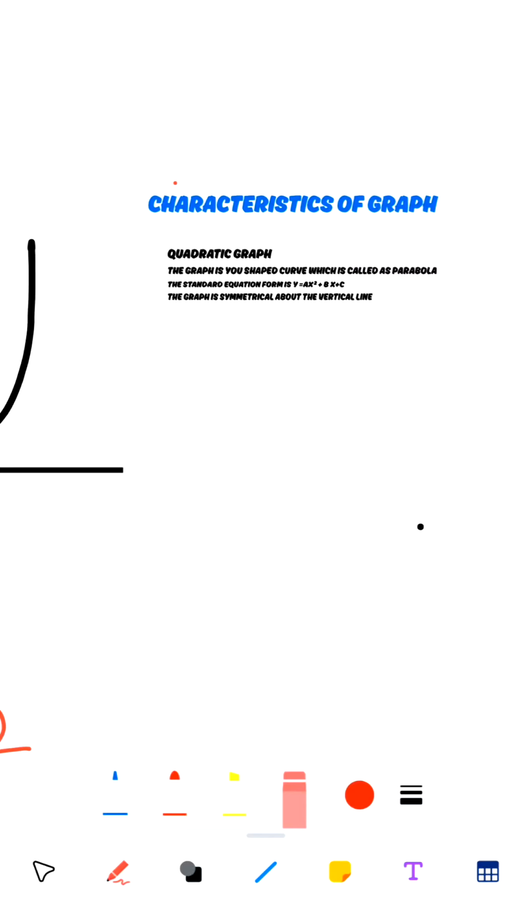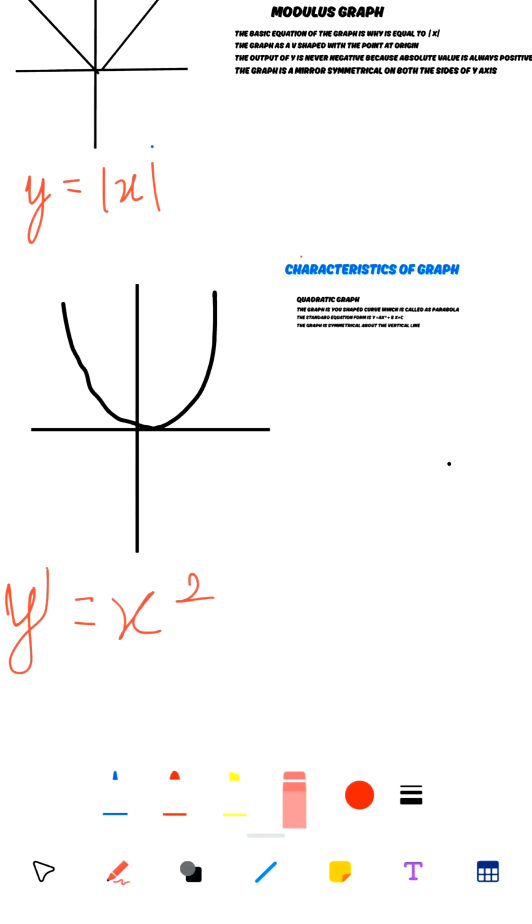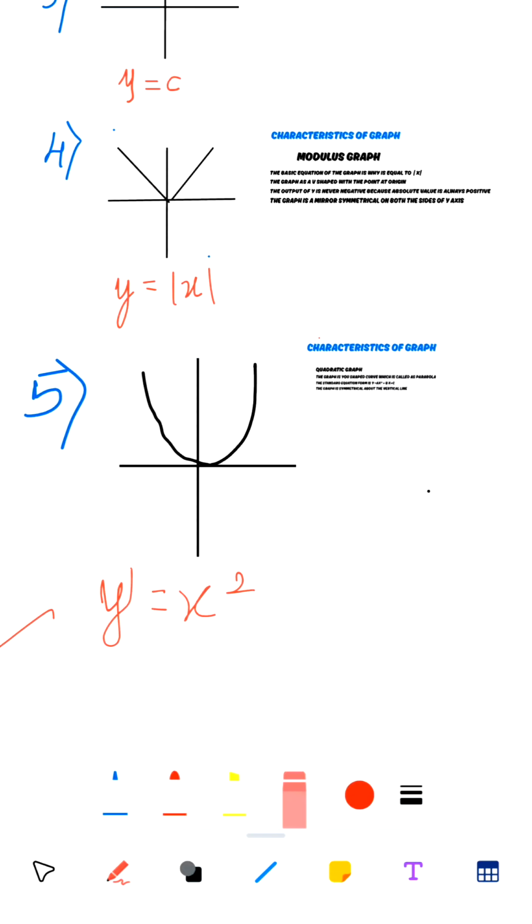The quadratic equation standard form is y is equal to ax square plus bx plus c, and the graph will be symmetrical about its vertical line. Can you observe this? y is equal to x square is in the positive direction of the y-axis. If it is y is equal to minus x square, then the graph will be showing like this, in the negative part of the y-axis.